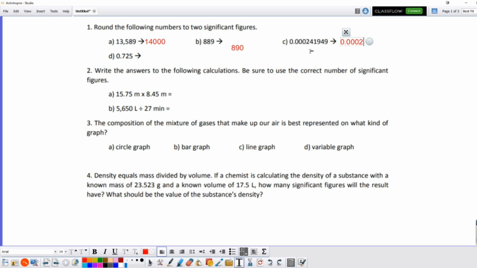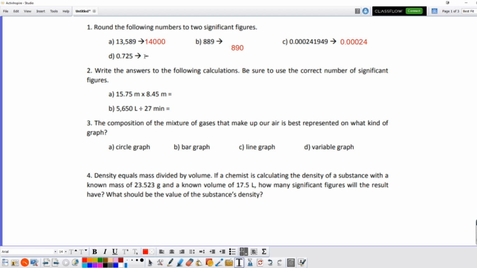That first 2, though, that is significant, so that's our first sig fig. And then the next number 4 would be significant. We just got to make sure, does the 1 after it round it up? In this case, it does not, so we're going to leave it like this, 0.00024. And that way we have 2 sig figs.